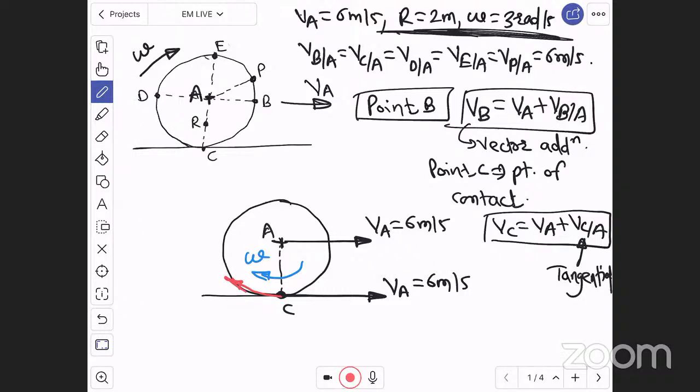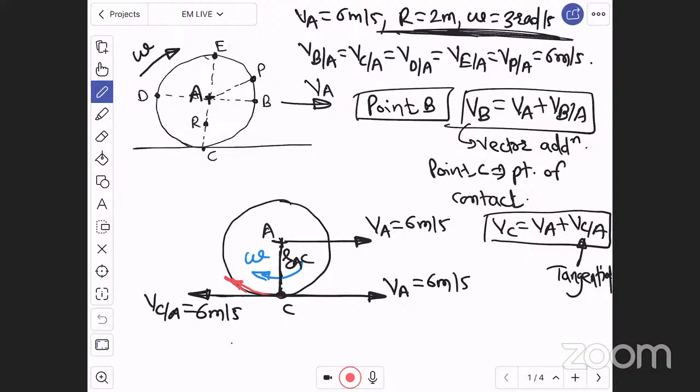Therefore, at this point C, there will be a tangential component, and a tangential component is always perpendicular to radius. That is, this is RAC, the A to C distance, and perpendicular to this RAC, going backward direction, there will be a velocity of C with respect to A, which is nothing but 6 meter per second. Right. Now, our target is to find velocity of C.